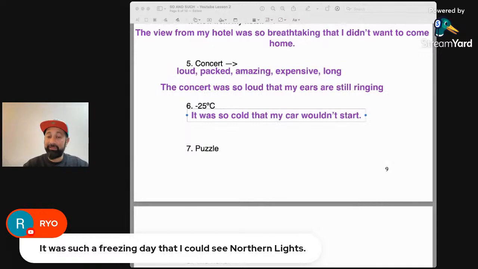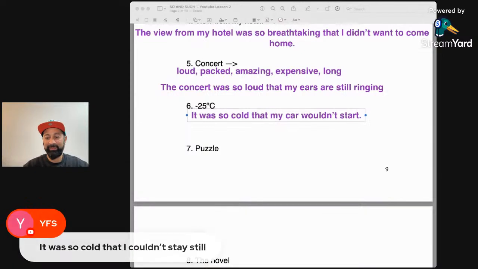Yeah, most likely if it's that cold, you're probably very north, and there's a good chance you can see the Northern Lights. Or what is the other word for Northern Lights? There's another word we use for Northern Lights. YFS says it was so cold that I couldn't stay still. It's true. You have to keep warm, right? So you have to keep moving around.